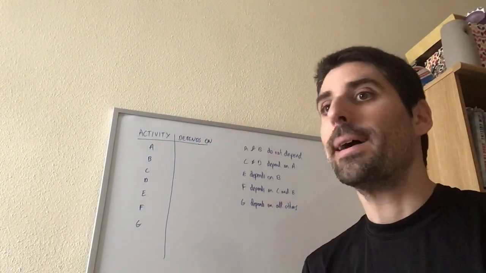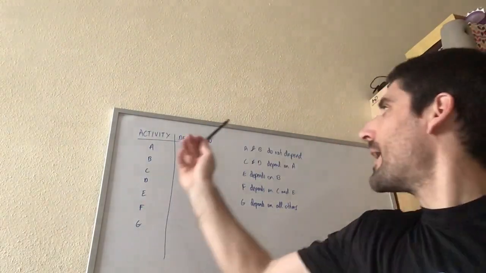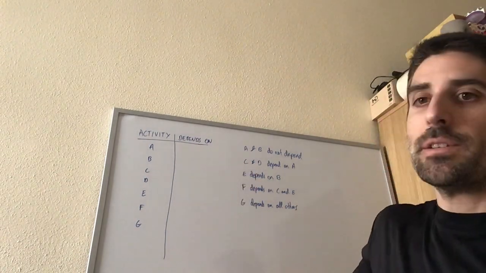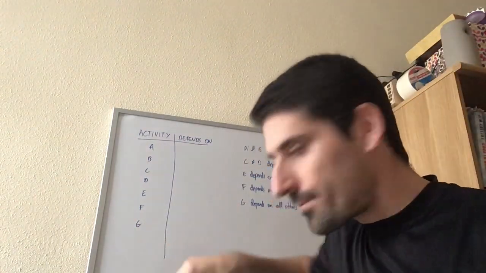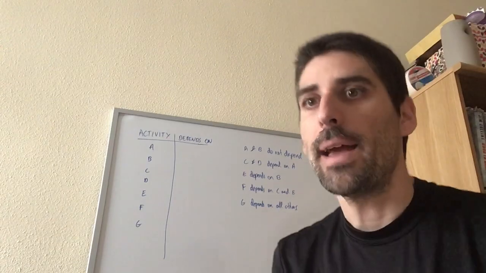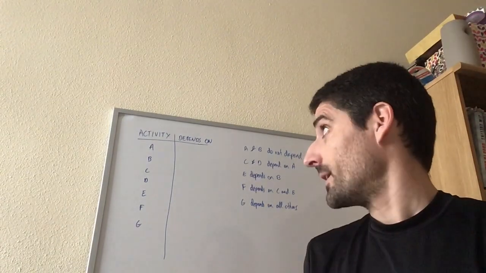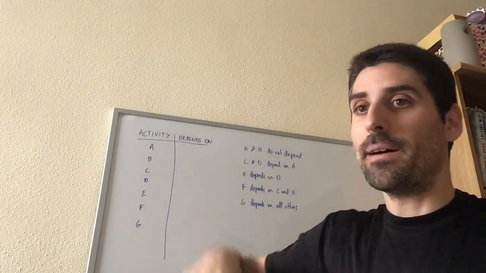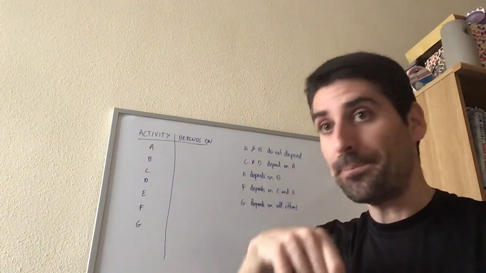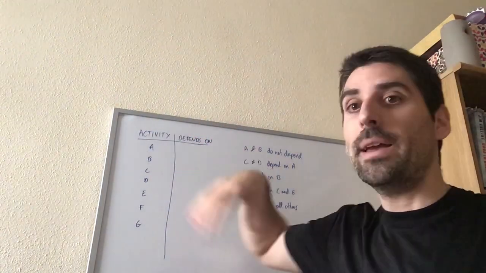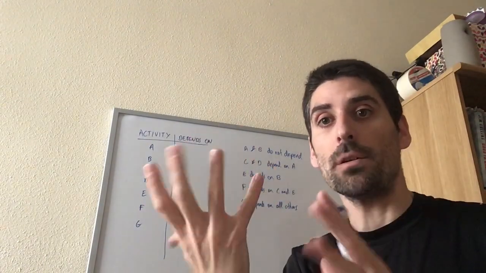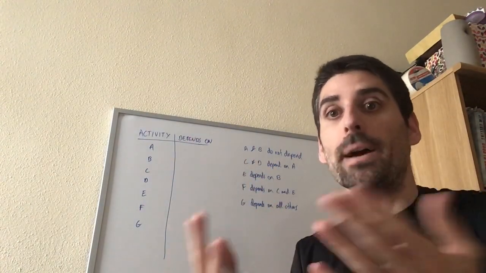So here we are again, back at the board. I have summarized the dependence of my activities here, but you've got that on the slides, okay? And a precedence table looks just like this. I've got my list of activities A to G, and a column next to it that says depends on. What does it depend on?